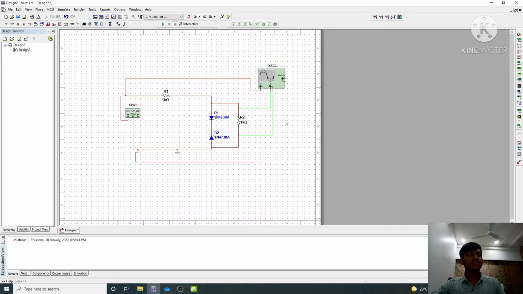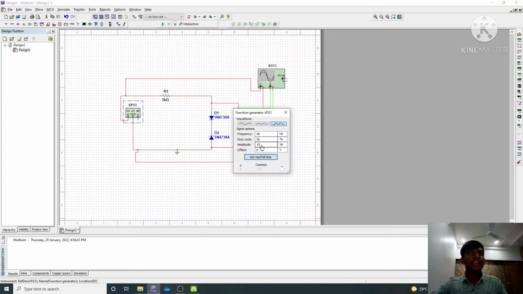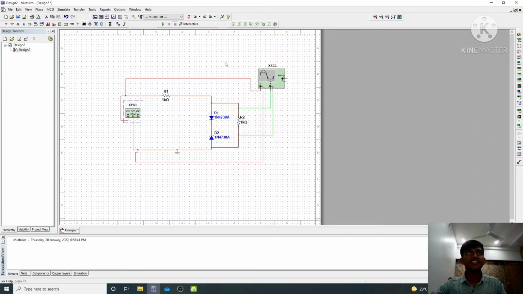This circuit will work for all three types of waveforms: sinusoidal, triangular, and square waveform. I designed this circuit so that we get half of the input voltage in the output. I am applying 15 volt peak voltage and applying a sinusoidal waveform. Now let's see the output.